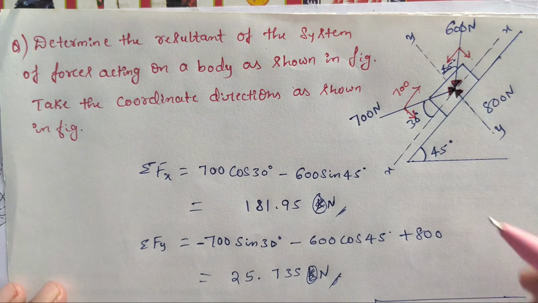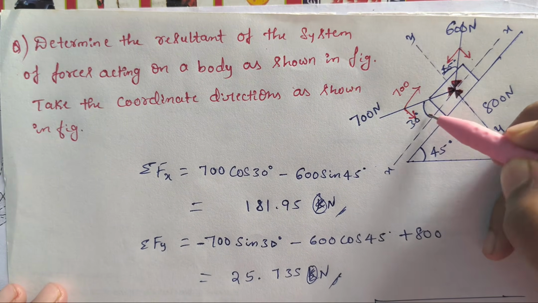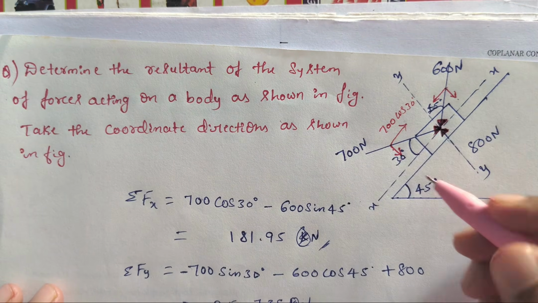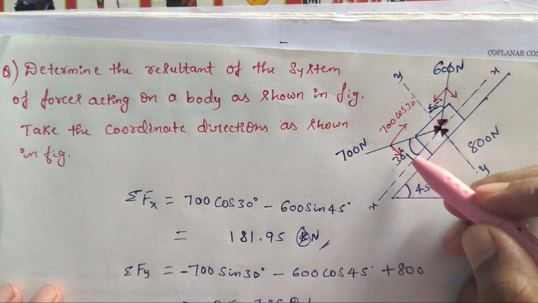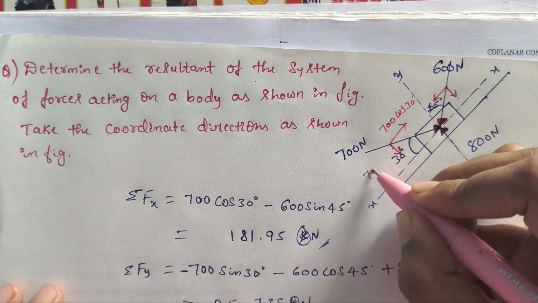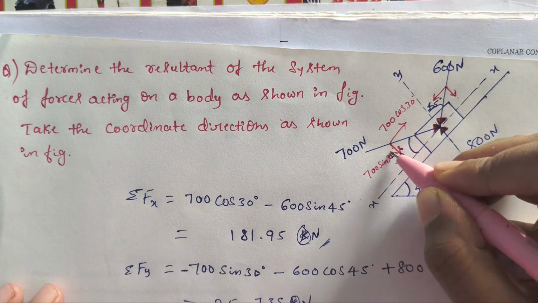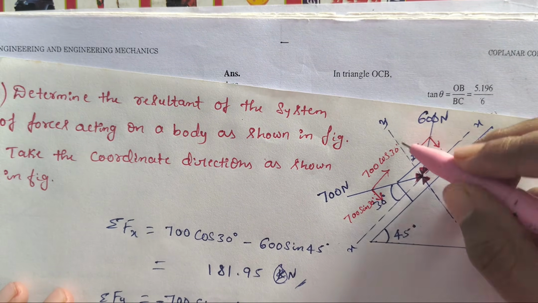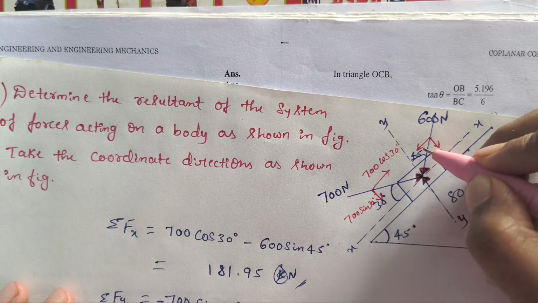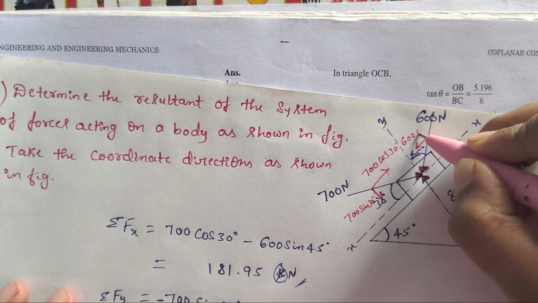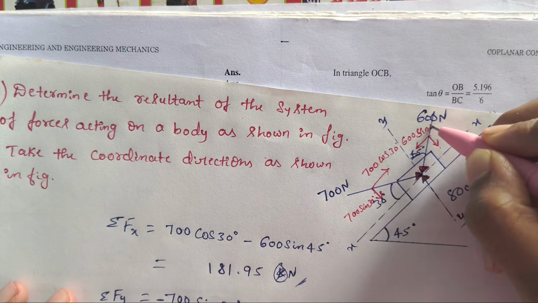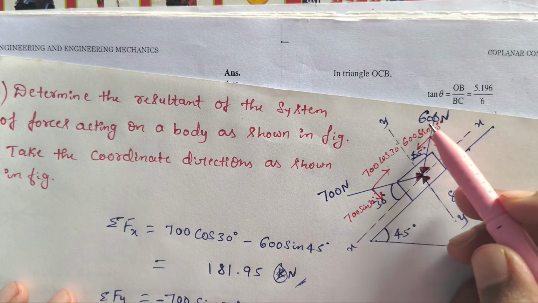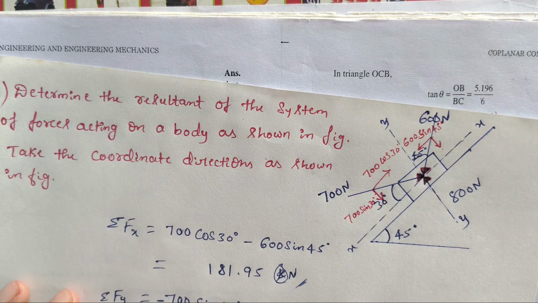700. Since the angle is making with respect to x-axis, it will be cos 30, correct? And the vertical component will be 700 sin 30. And for this, the angle is making with respect to y-axis, then the horizontal component will be 600 sin 45. Please be careful with this. Whenever the angle is making with respect to y-axis, you have to take sine for the horizontal component.